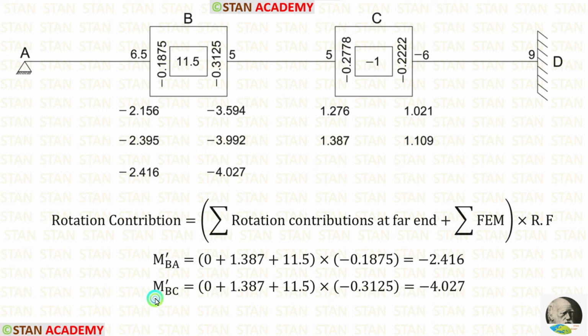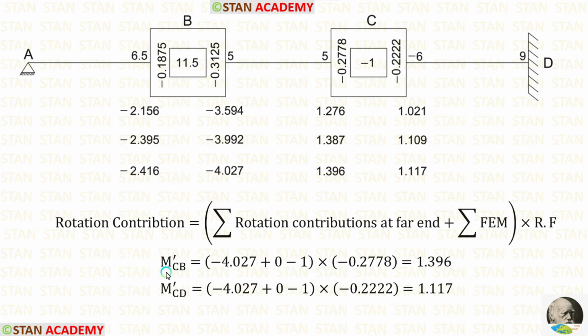Now let us calculate M-BC. The rotation factor for BC is minus 0.3125. After the calculations, we are getting M-BC is equal to minus 4.027. Let us apply the values of M-BA and M-BC. Now let us calculate M-CB. The latest contribution in the point B is minus 4.027. The contribution in the point D is 0.